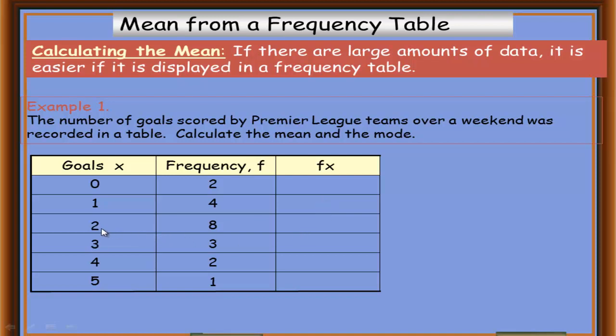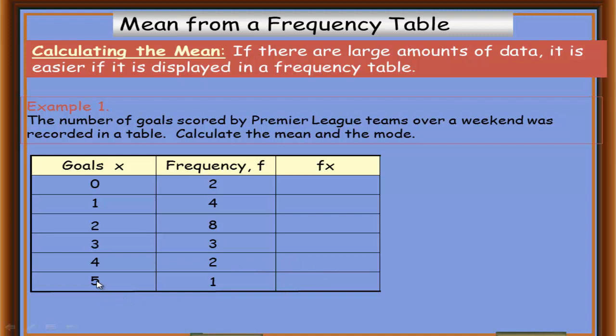The third team scored 2 goals. The frequency is 8 times. Therefore 8 times 2 is 16. Next team scored 3 goals. Number of frequency is 3. 3 times 3 is 9. The next team scored 4 goals. Number of frequency is twice. Therefore 4 times 2 is 8.